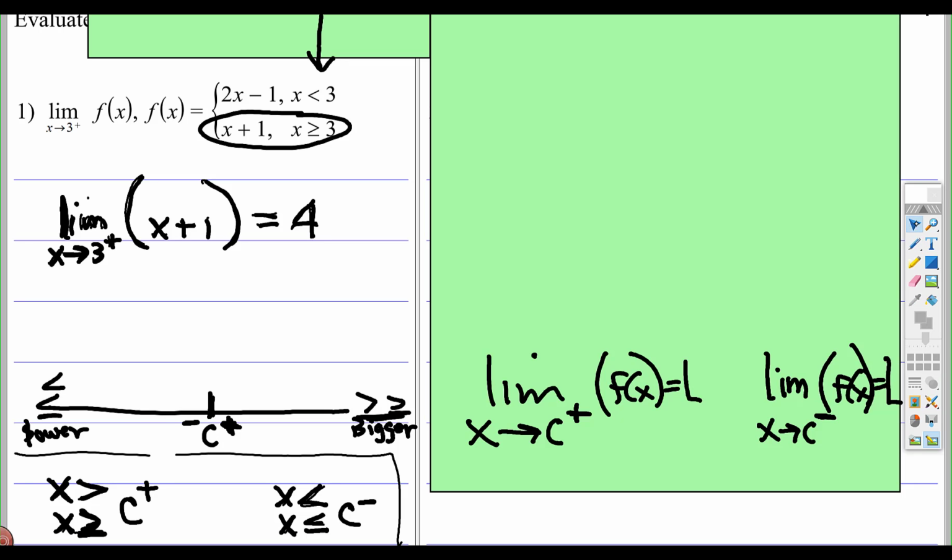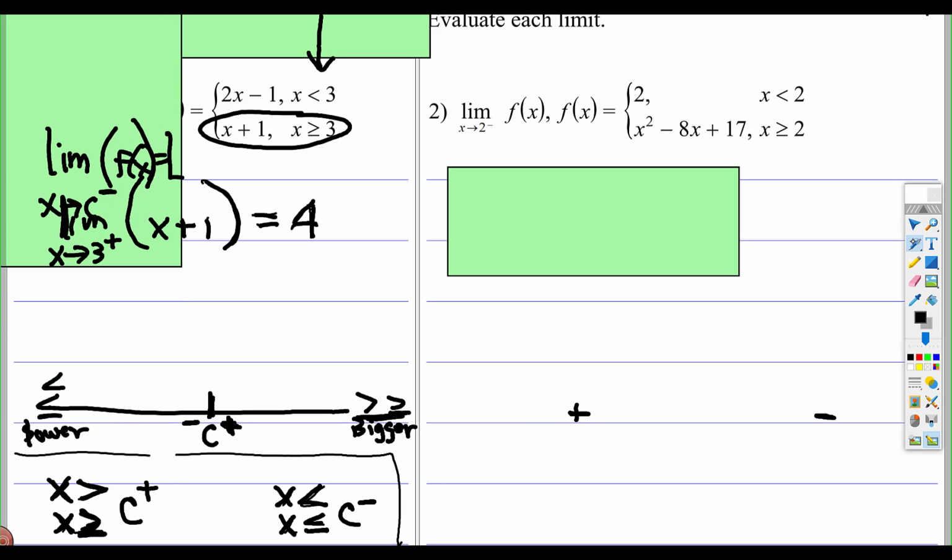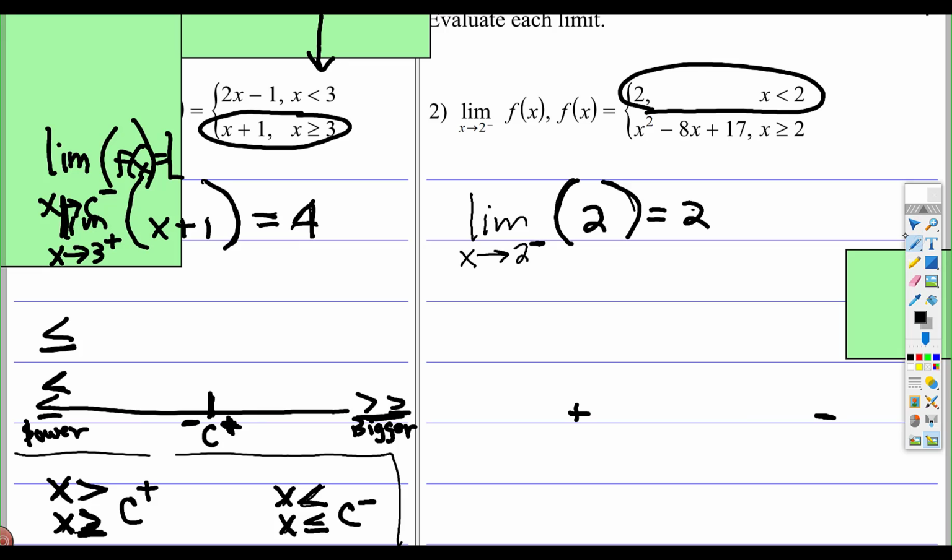All right, so let me move this out of the way. So now look at what we have. We have 2 from the left side. Well, what did we say a few seconds ago? The left side is where things get smaller, so the inequality sign looks like this. So the limit as x approaches 2 from the left side is just going to be at the height of 2. Well, the height of 2 is just 2.